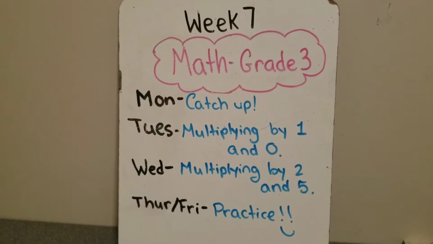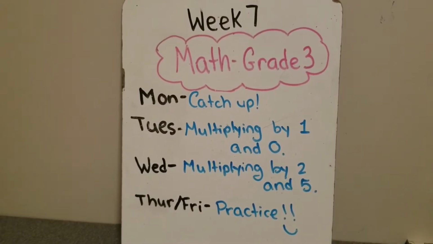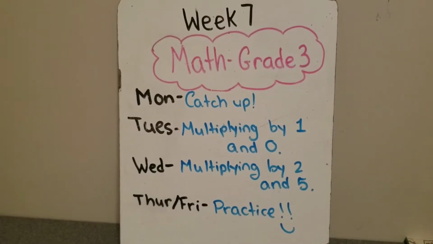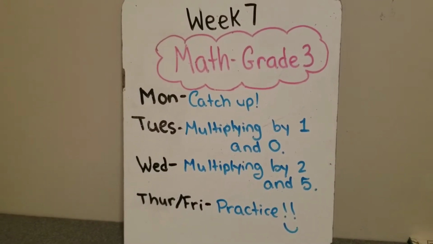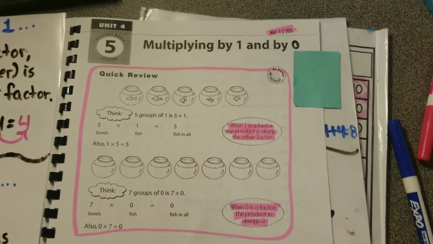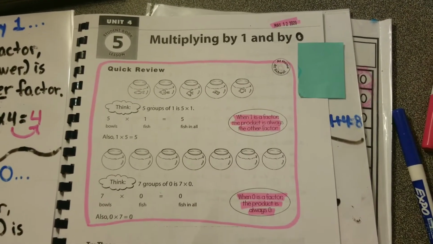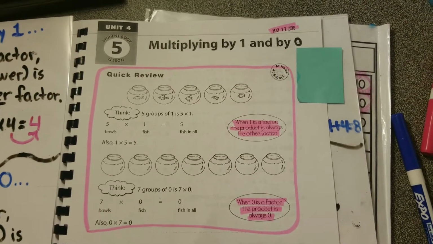Today is a catch-up day. Tomorrow is multiplying by 1 and 0. Wednesday is multiplying by 2 and 5. And Thursday and Friday are practice days. Over the last few weeks, we've been showing multiplication using pictures, equal groupings, and arrays. But today I'm going to show you some tips and tricks to make multiplication a little bit easier.